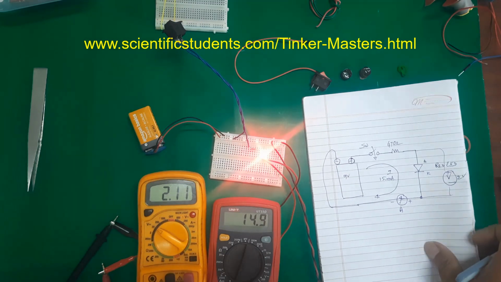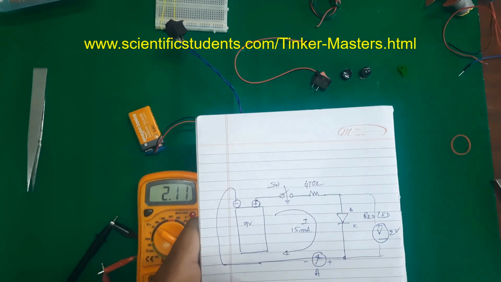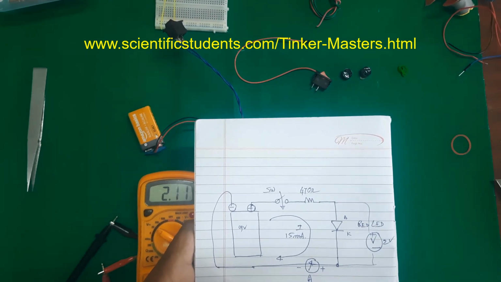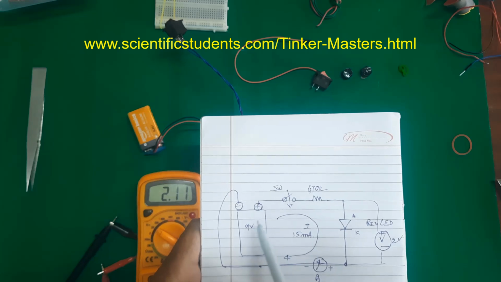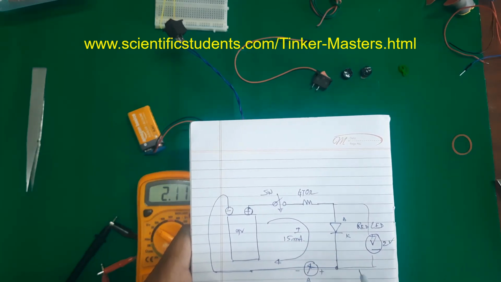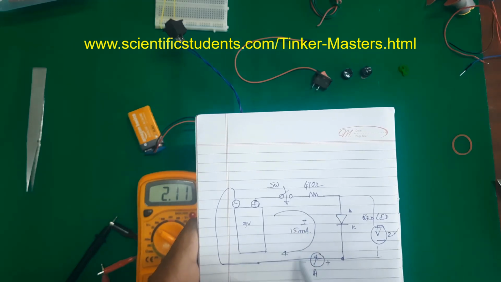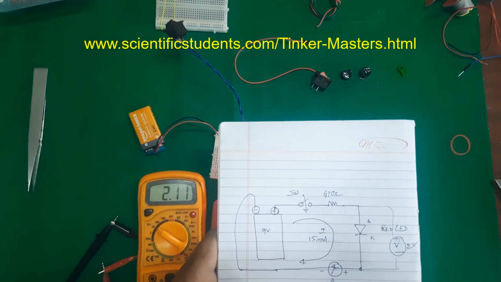So this is the basic circuit which we always draw on a board, a kind of schematic drawing: 9-volt battery positive to the switch, and then the resistor, and then the anode of the LED, and the cathode back to the negative. Switch is on, the circuit is closed. This is the current that is measured, so 15 milliampere.